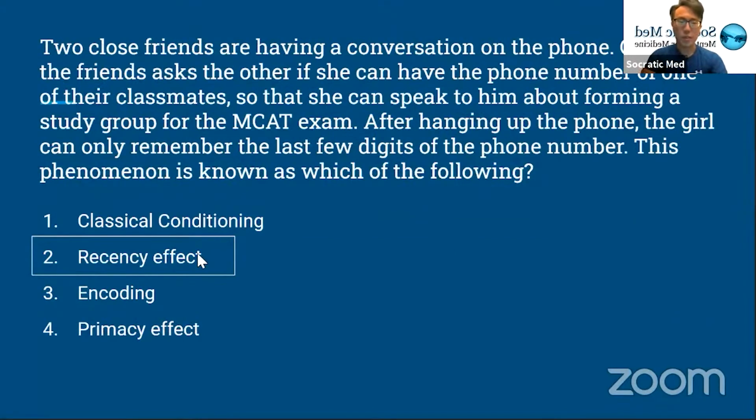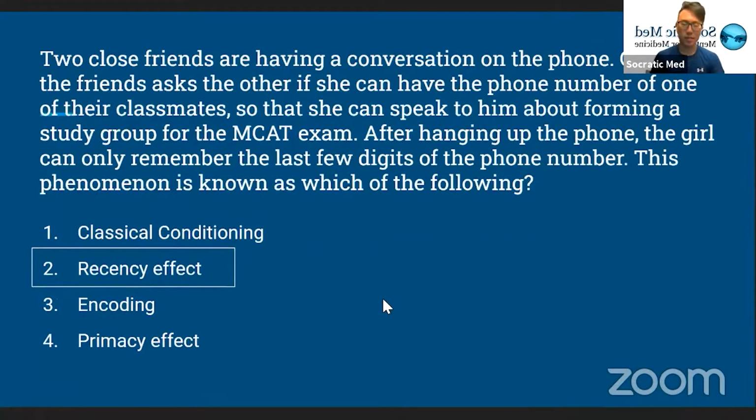So I guess this is an example of the recency effect. I just went over this, so most people got it right. Since they were going over a phone number and the girl can only remember the last few digits of the phone number, it would be the recency effect, because the recency effect is when you remember the information that you learned latest, so the last few digits of the phone number.